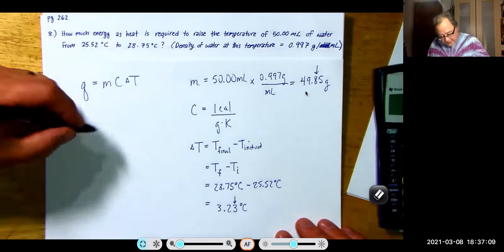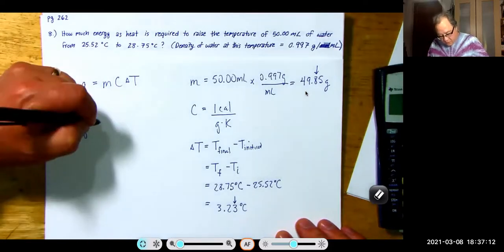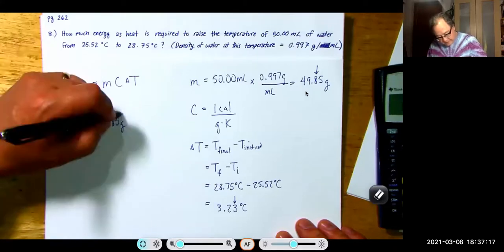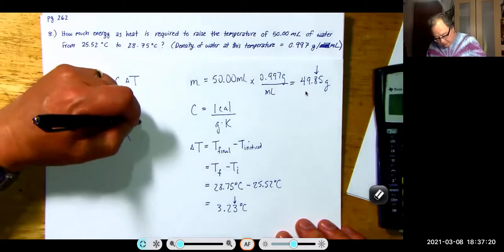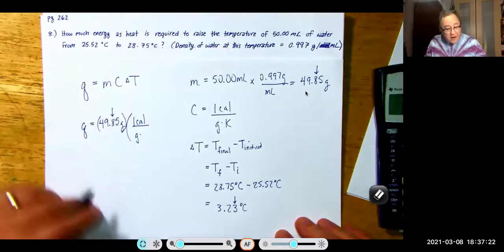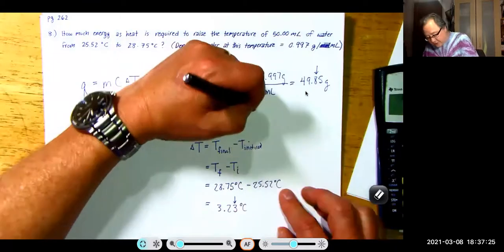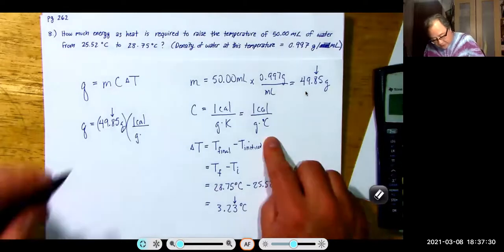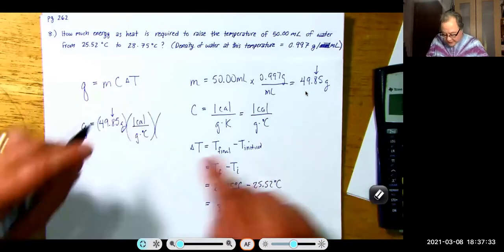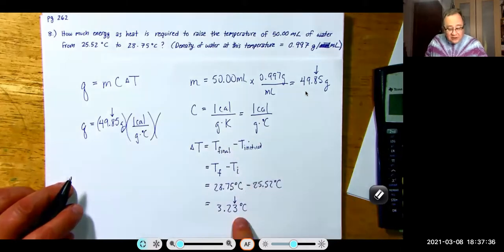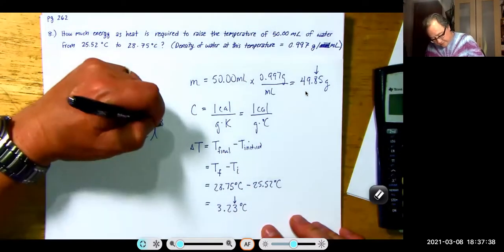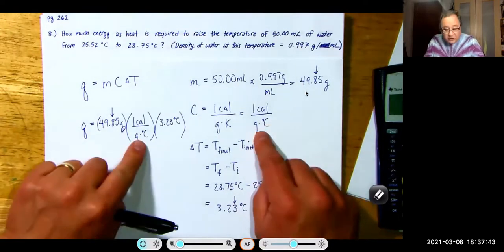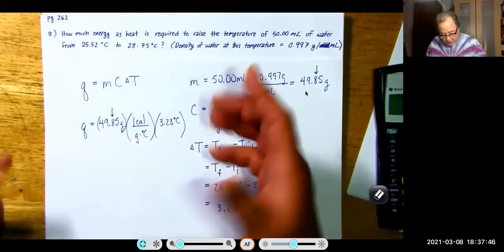So now we can calculate the heat as 49.85 grams, little arrow there, 1 calorie per gram. And here, remember how I said we can change that to degrees Celsius, and I'm going to let you do that without doing a conversion. So I'm going to put degrees Celsius here. Now, why did I want degrees Celsius there instead of K? That's because my change in temp was in degrees Celsius. So while I'm willing to let you change, these units should be the same when you see them cancel in the problem.